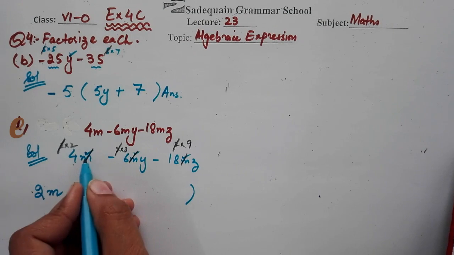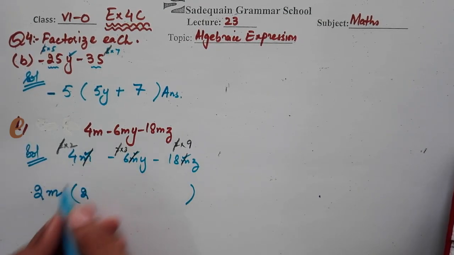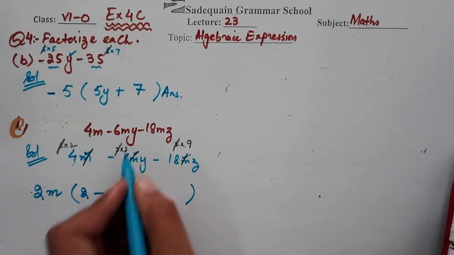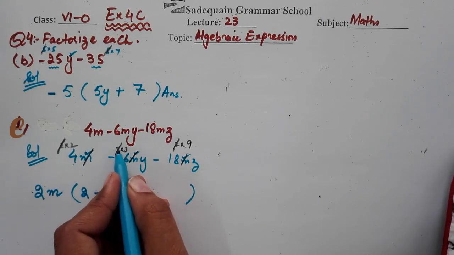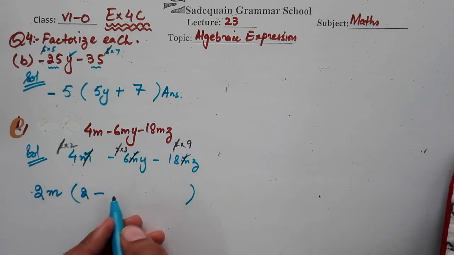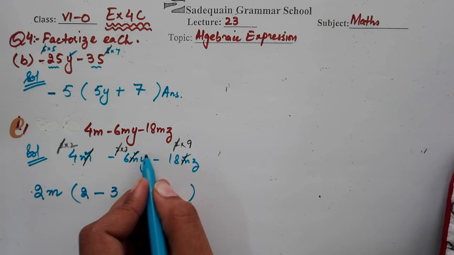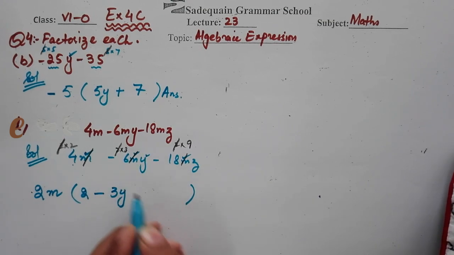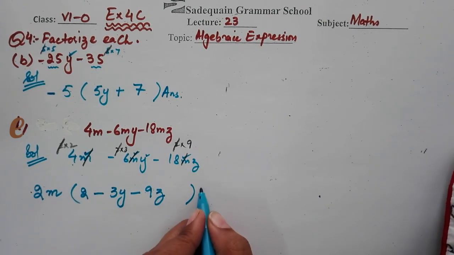Now what is left over here? Here 2. The variable m we have taken out as a common, so we will not write it here. Now here minus. Now here 3 is left. We will not write the 6 here, because we have taken the 2 as a common, so 3 is left over here. Now m is already taken out as a common, so what is left? y. So we have to write the y here. Okay? Now minus, what is left over here? 9, and this variable z comes along here. So that is the answer.